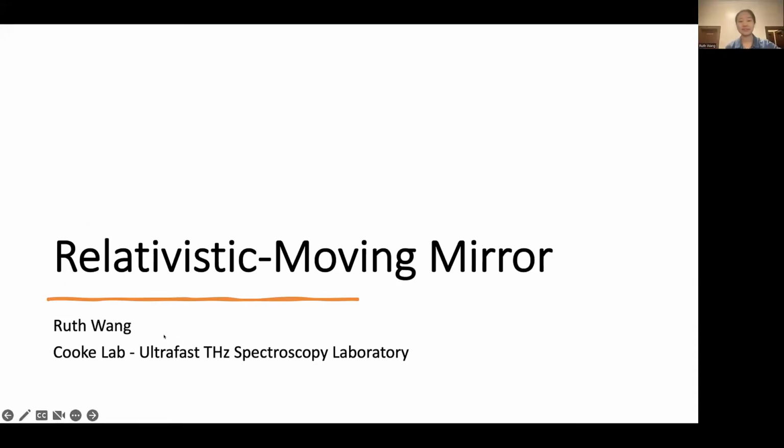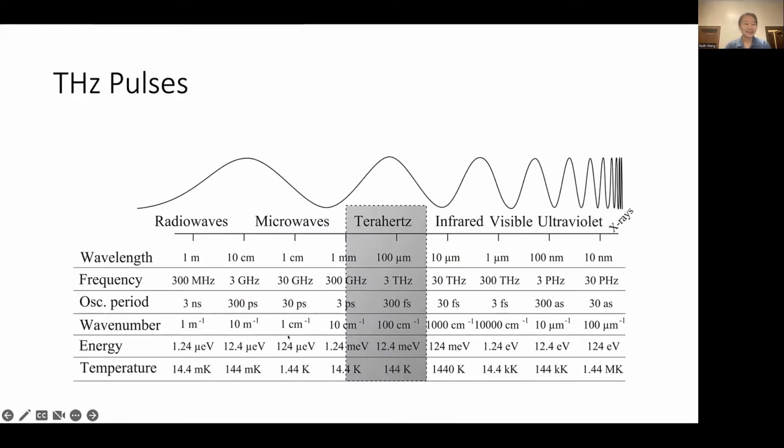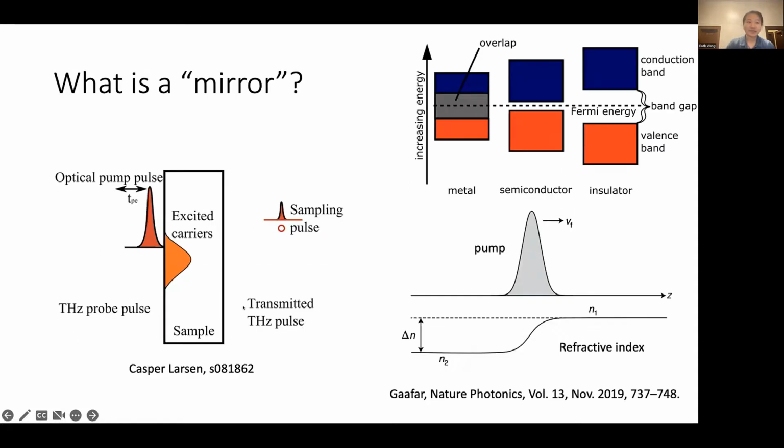Hello, everyone. I'm Ruth from the Department of Physics. This summer, I was working with Professor David Cook in our terahertz optics labs. Our lab played with terahertz light pulses. This is a cool picture of a laser I found online. And what are terahertz pulses? Terahertz pulses are light pulses of size between microwaves and infrared. Their spatial size is in the unit of microns, which is 1 magnitude down from a human hair. So they're really big. My project is to numerically simulate experiments on a relativistic-moving mirror.